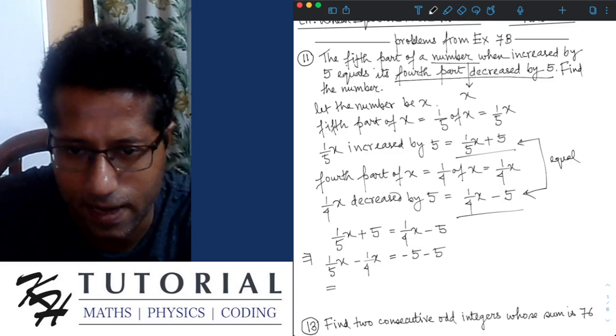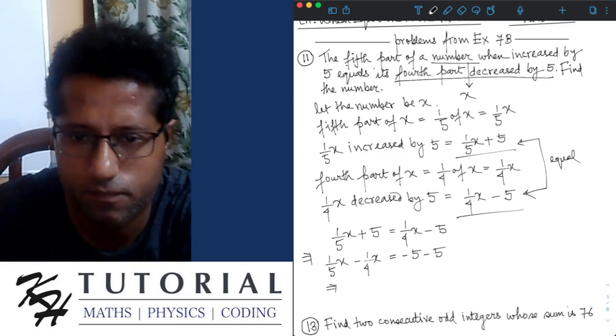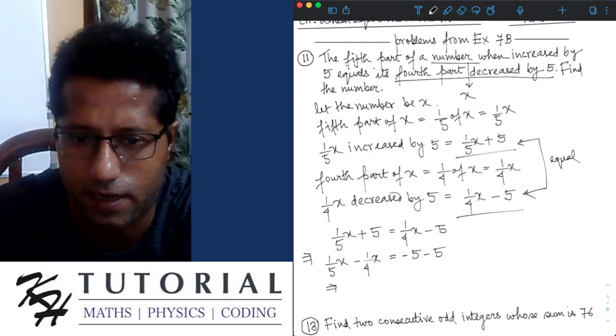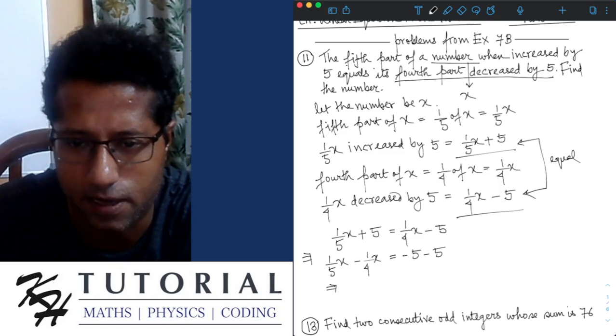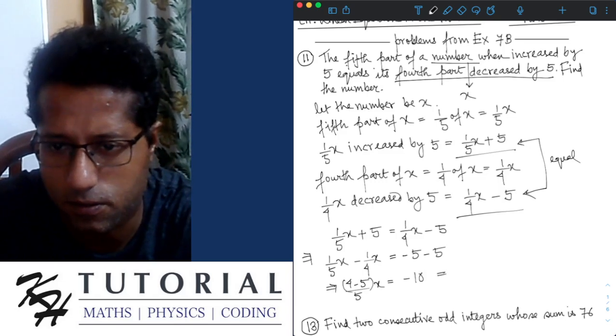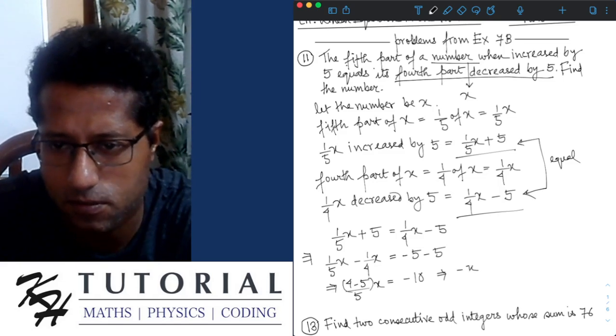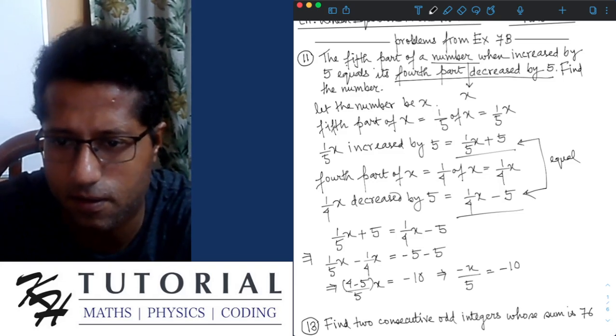So now if I add the left terms, we add all the variable terms on the left and all the constant terms on the right, we get this as 4 minus 5 by 5 x equals minus 10. This implies 4 minus 5 is minus 1, so minus x by 5 equals minus 10.